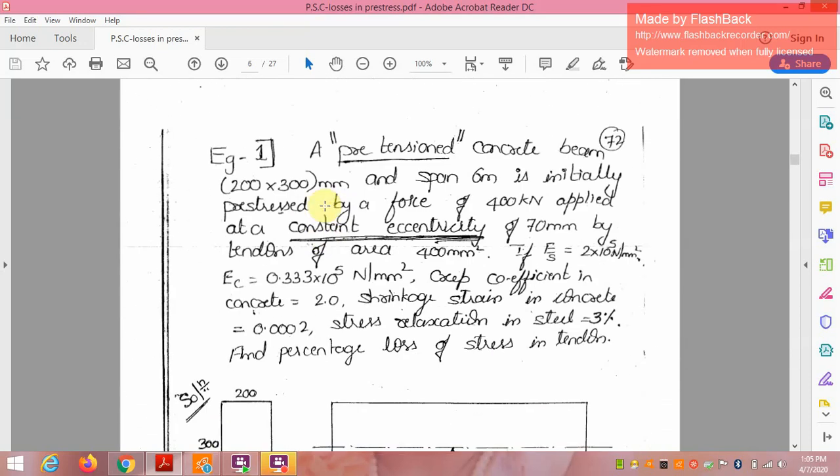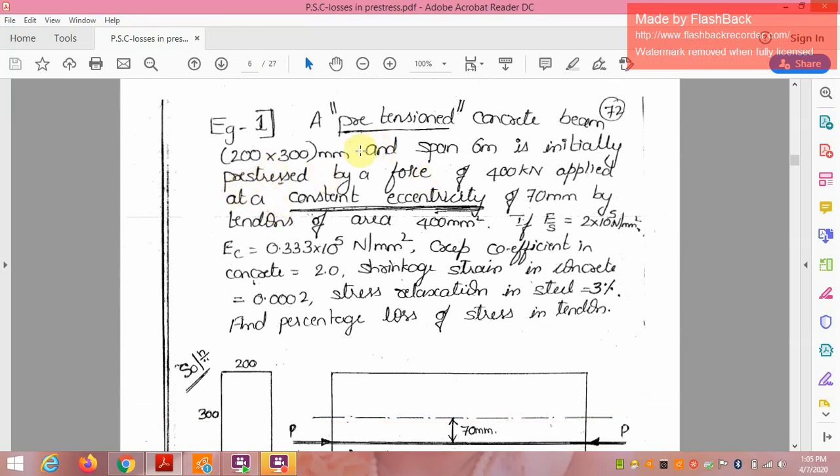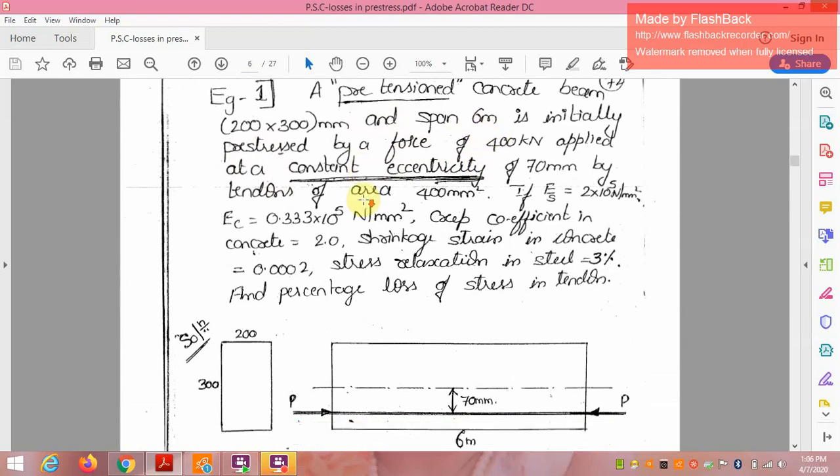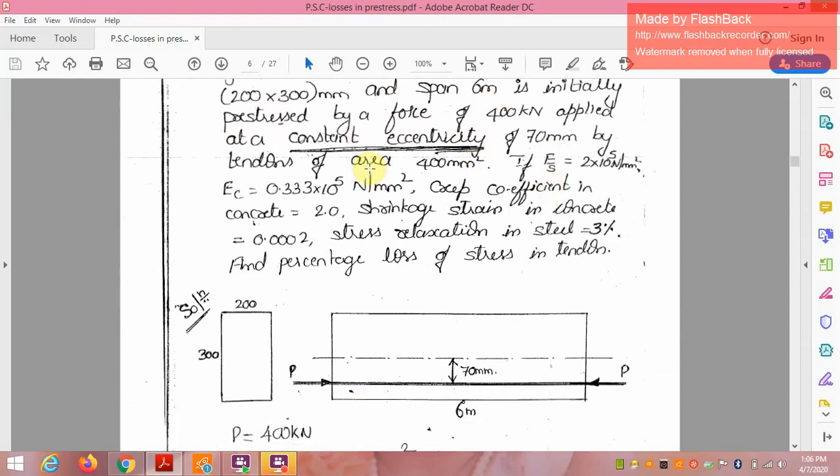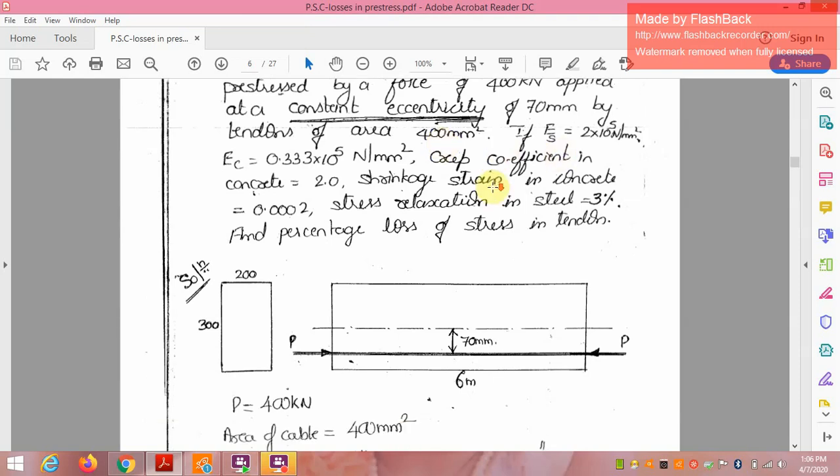So this is one typical example. A pre-tensioned concrete beam of 200 by 300 mm, span 6 meters, is pre-stressed by a force of 400 kilonewton applied at a constant eccentricity of 70 mm by tendons of area 4,400 mm square. Es is given, Ec is given, creep coefficient is given, shrinkage is given, and relaxation of stress is given. Find the percentage loss in the steel of the tendon.